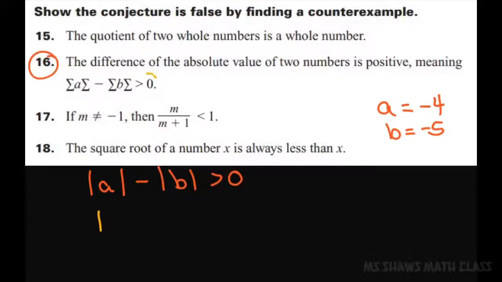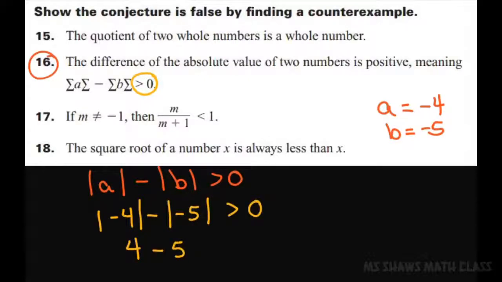Anytime you see this, it means it's positive. So let's see, the absolute value of -4 minus the absolute value of -5. See if this is positive. The absolute value of -4 is 4. The absolute value of -5 is 5. So you have 4 minus 5 equals -1, and -1 is not positive.